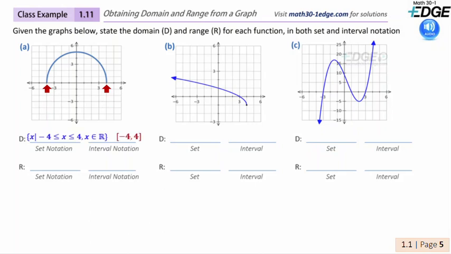Here we see that at the leftmost point, the graph goes to -4, and the rightmost, it goes to +4. Students will sometimes ask, how can I tell if a value is included or excluded? If you see a hollow circle, that means it is excluded. In all other cases, you should assume that the point is included.